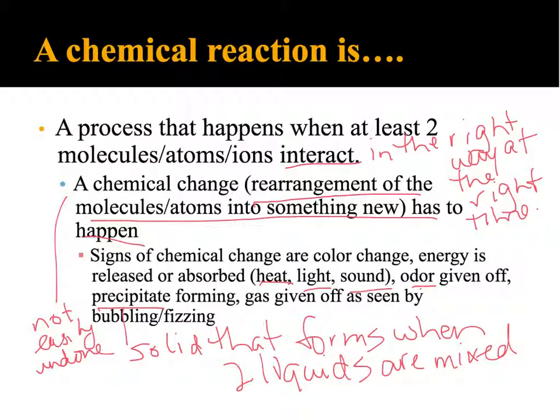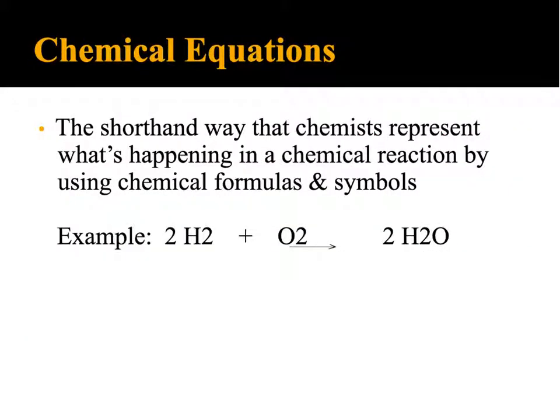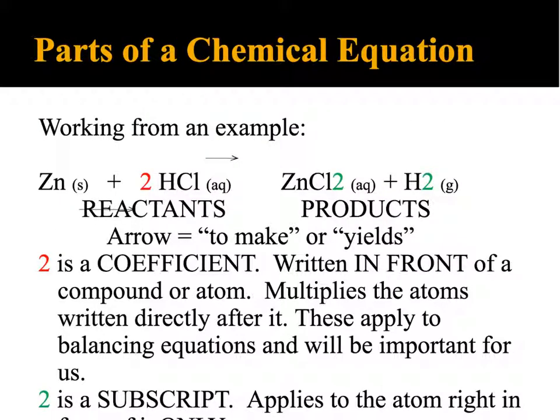Chemists have developed a shorthand way to represent what's going on in a chemical reaction, and we use chemical formulas and symbols. For example, and I'm going to move this arrow to where it actually should be, and it doesn't look like a great arrow, but there we go. It's a shorthand way that chemists represent what's happening in a reaction, because if we wrote it out in words, it could take pages and pages. So yes, chemical equations do have specific parts.